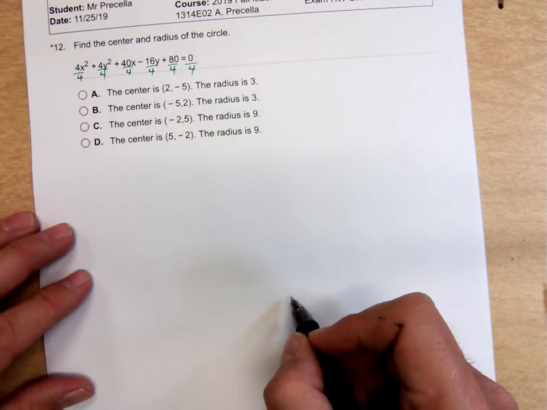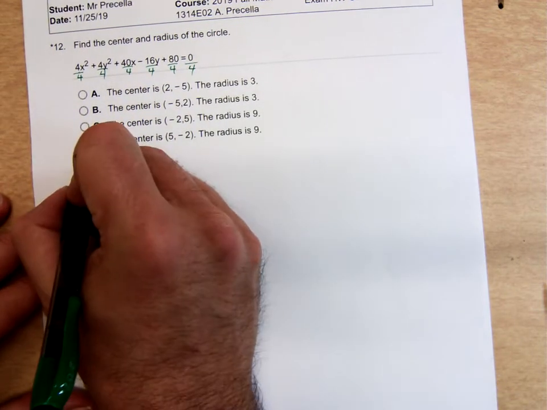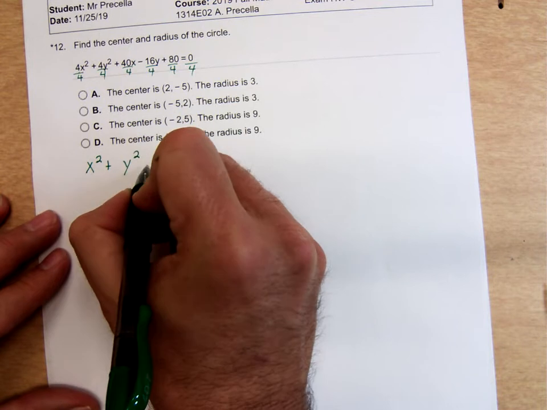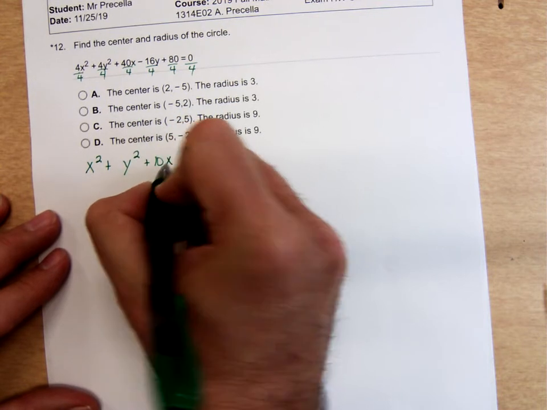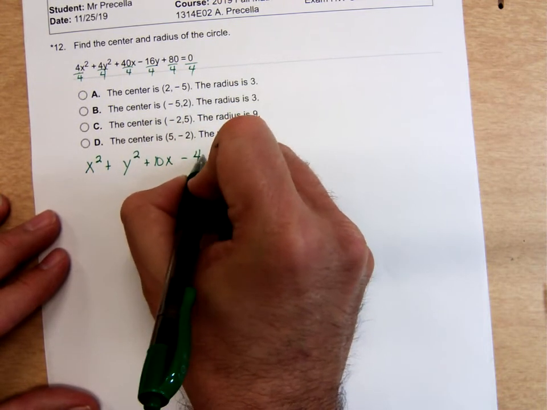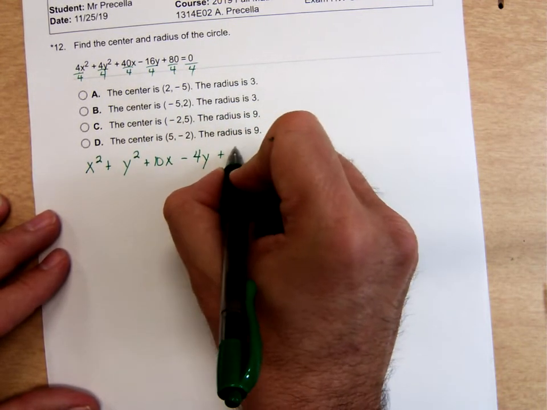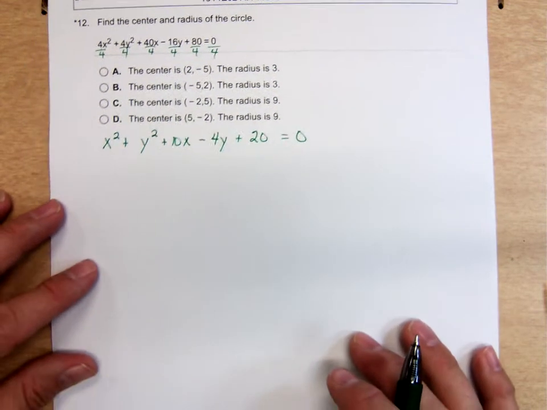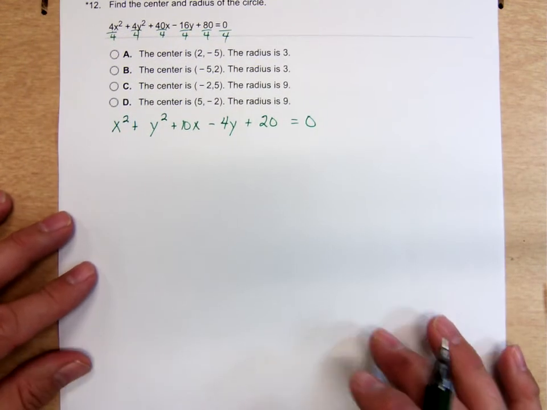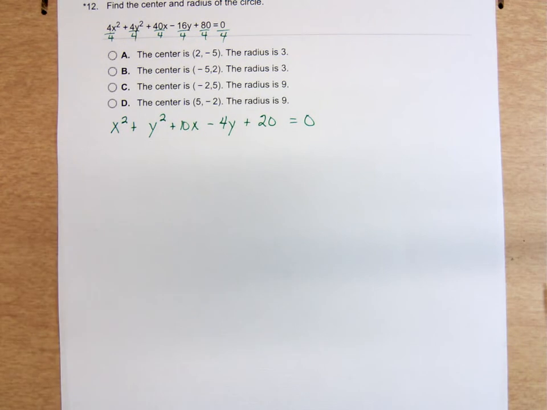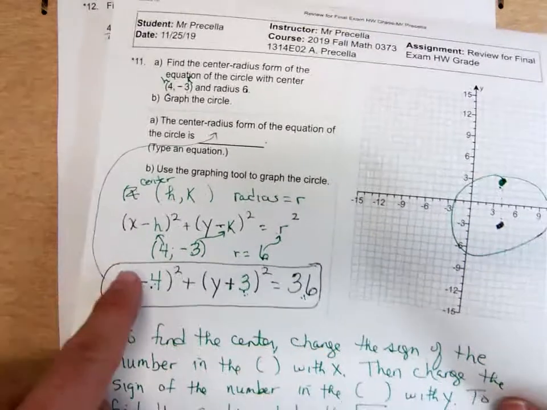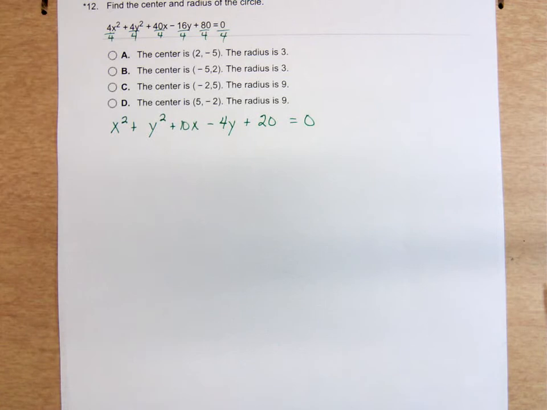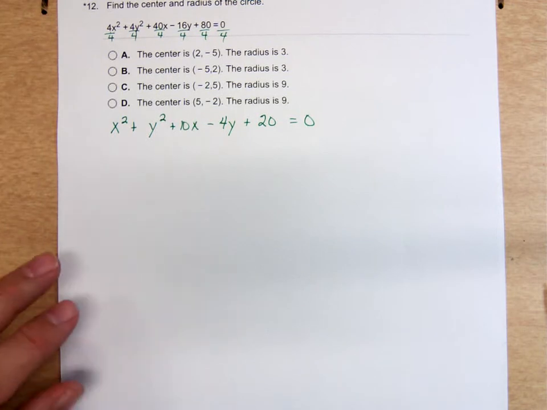So dividing through by 4, we'd have x squared plus y squared plus 10x minus 4y plus 20 equals 0. Now my goal is to get it rewritten to be something like this with these parentheses. To do that, we're going to do that completing the square stuff.